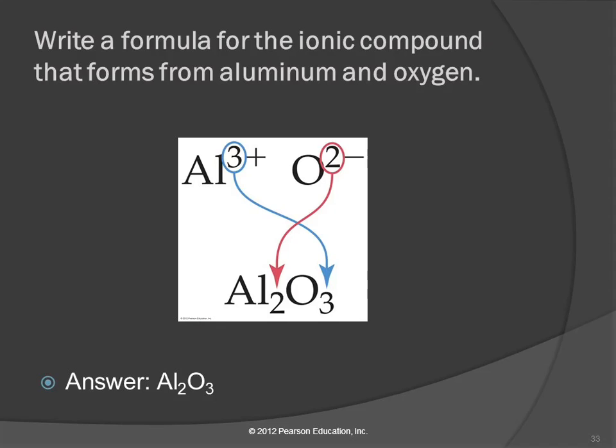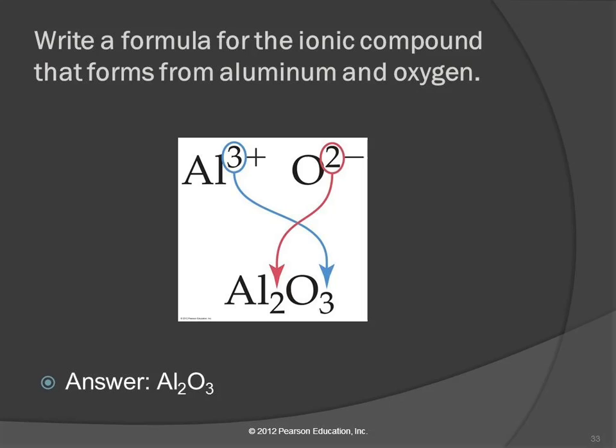So how is that working? Well, if you're a math type person, what we're doing is we're looking for least common multiples. The least common multiple between 3 and 2 is 6, and so we're going to multiply aluminum with a 3 plus charge by 2 to get 6, and we're going to multiply oxygen with its 2 minus charge by 3 to get 6, and we'll end up with plus 6 minus 6 adds up to 0. If that makes sense to you, you don't need any more explanation on that. If it doesn't make sense, then let's go with this other explanation here.